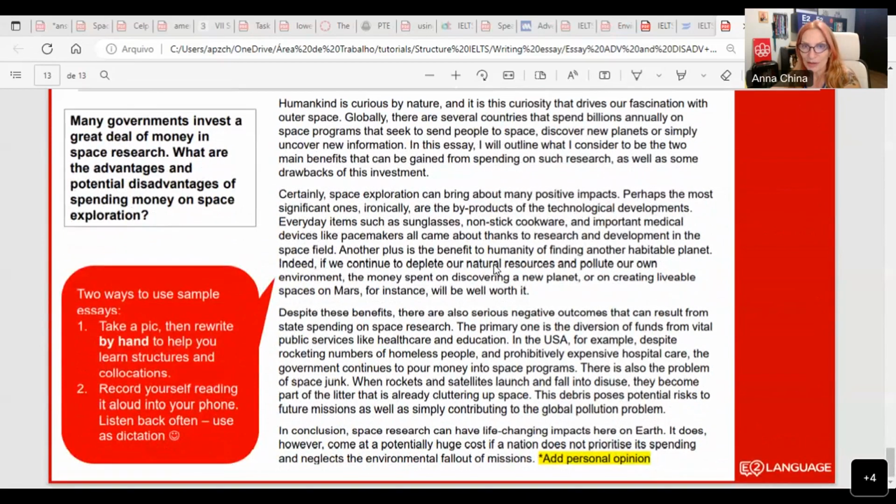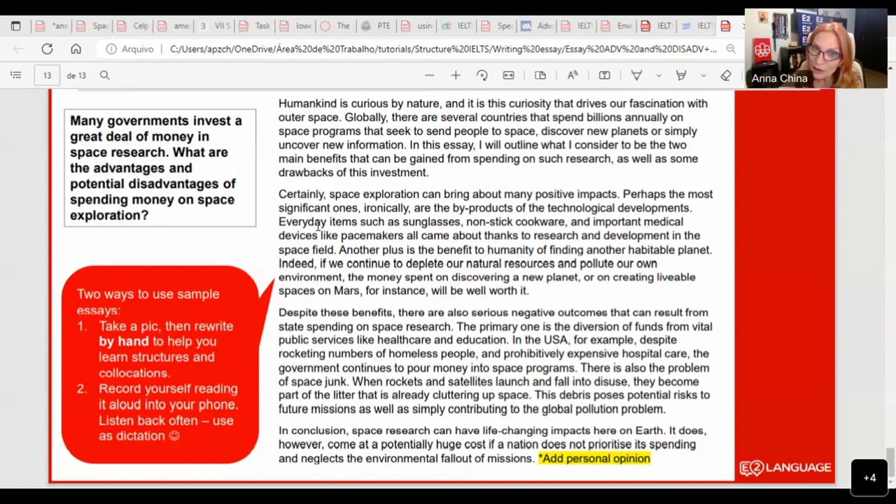So if we come here, you will see: Certainly, space exploration can bring about many positive impacts. So the paraphrasing of advantage, because advantage is the word that was used, then in the introduction, benefits, and now positive impacts. So the variety of vocabulary. Perhaps the most significant ones, ironically, are the byproducts of technological developments. Now, how do you reach this level of vocabulary of technological developments? You can see that none of the words are awkward words.